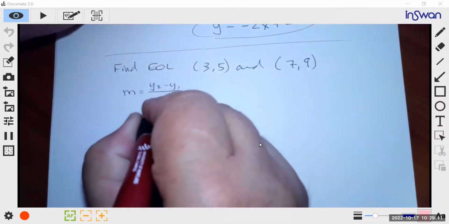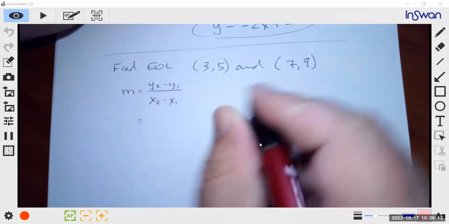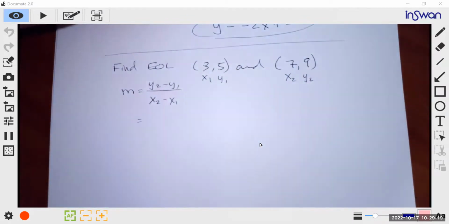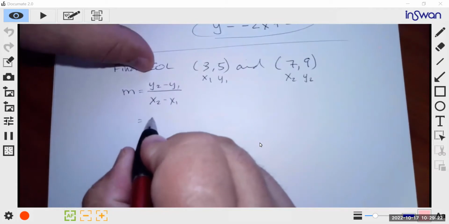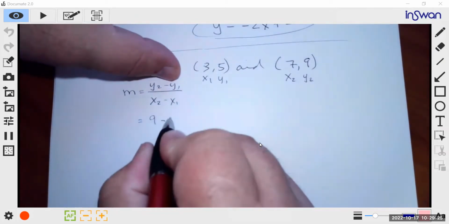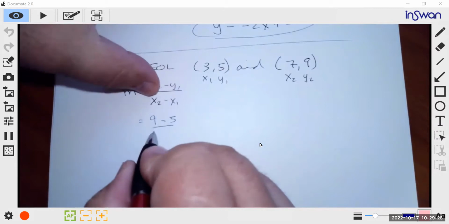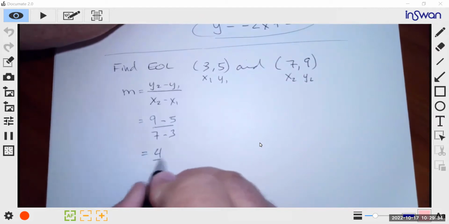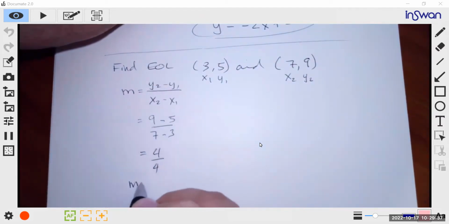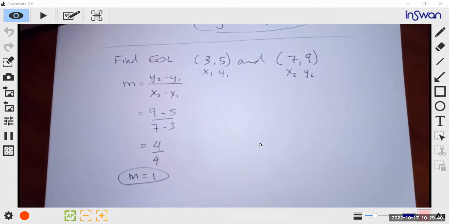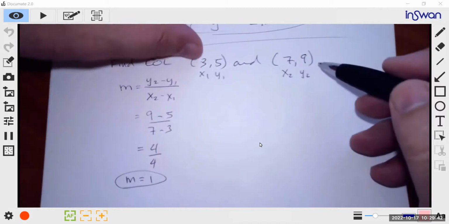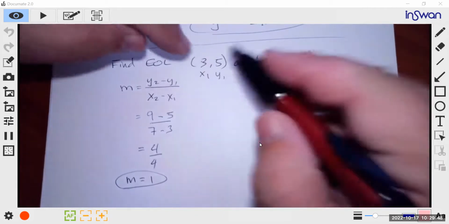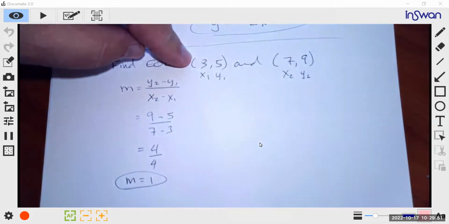y2 minus y1 over x2 minus x1. So here's x1, y1, x2, y2. So y2 is 9, minus y1 is 5, x2 is 7, minus x1 is 3. 9 minus 5 is 4, 7 minus 3 is 4, so my slope is 1. So I have a slope, but I have 2 points. I only need one. So pick either one that's easier to work with.